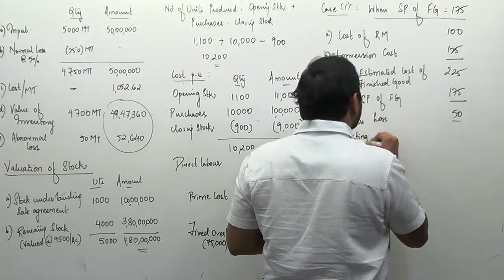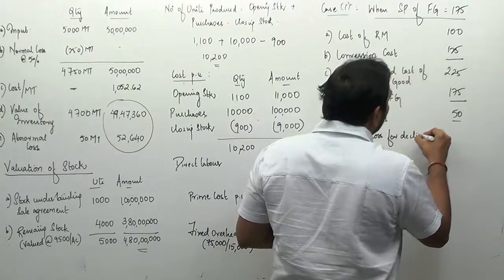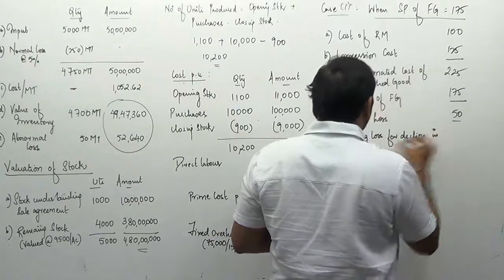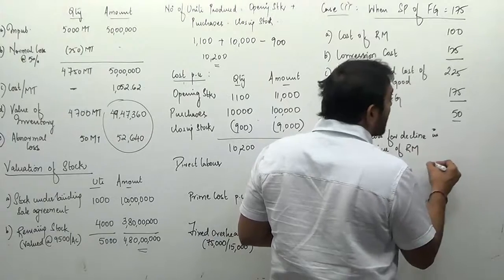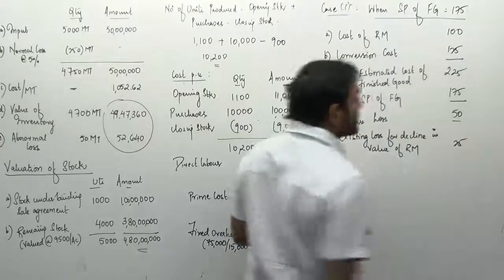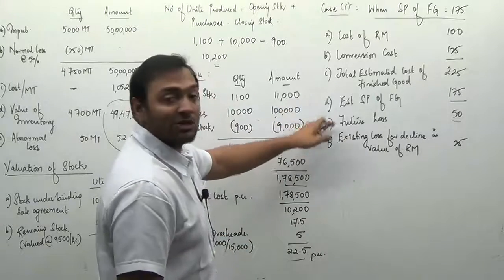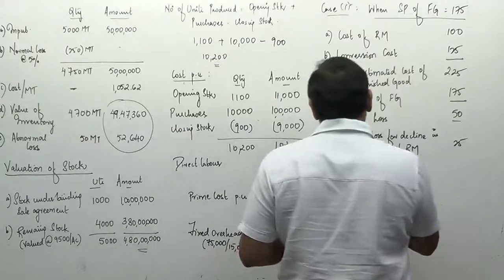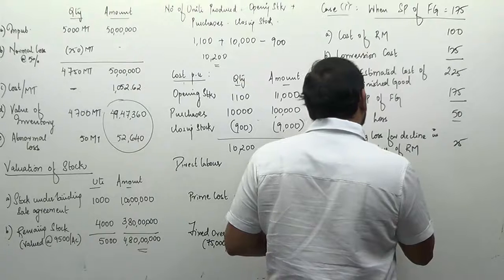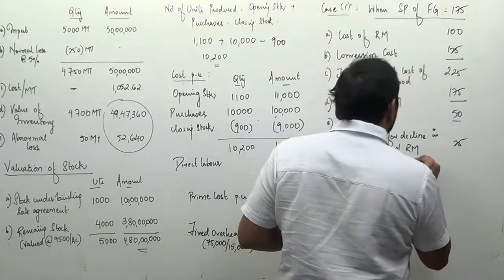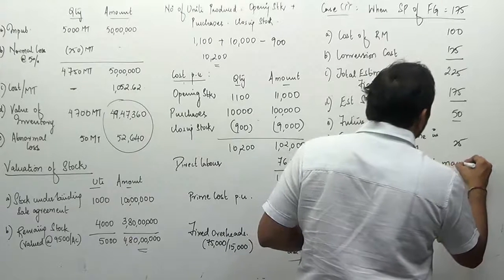Existing loss for a decline in value of raw material. I purchased it at 100. What is the market price? 75. My loss is 25. Which loss is lower? Future loss is higher than the actual loss. So why do I manufacture? Better not to continue to manufacture finished goods.